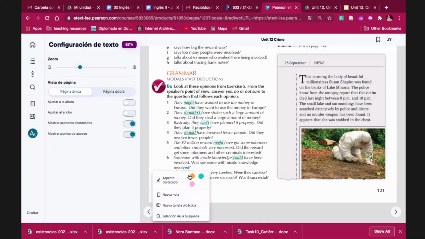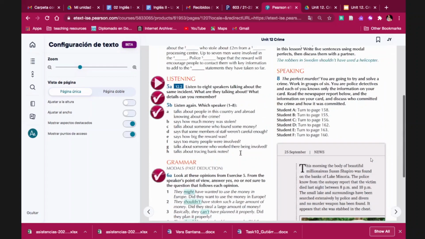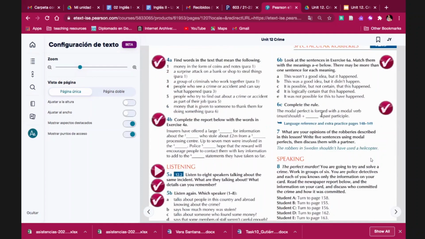Acordémonos, there are many more other modals, but we're not using the others. No estamos utilizando, por ejemplo, may, no estamos utilizando, por ejemplo, have to, no estamos utilizando otros modales. Solamente estos pueden utilizarse para past deduction. And these are the uses, ¿ok? Entonces, which of these sentences mean to you that this wasn't a good idea, but it happened? The question is again, which is the modal you use to express this?